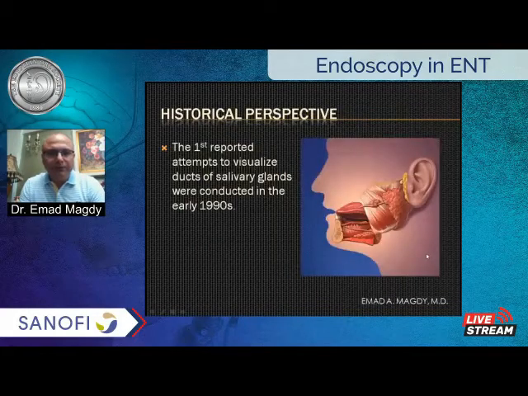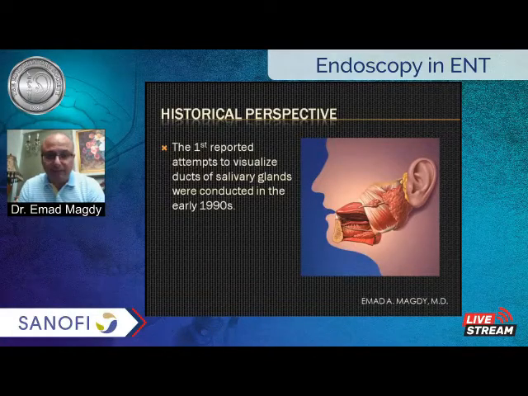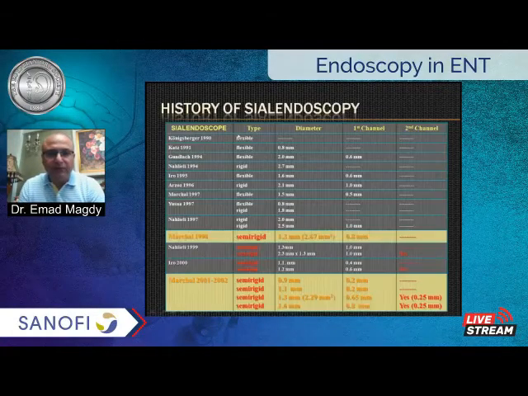The first reported attempts to visualize ducts of the salivary glands were conducted in the early 1990s. At first, they started using flexible scopes. The problem with that was that the scope was fragile and it was easily broken. Then some scientists started to use rigid scopes, and this was actually not very good because even though the scope was not broken, the amount of tissue damage was too much, and there were a lot of perforations.